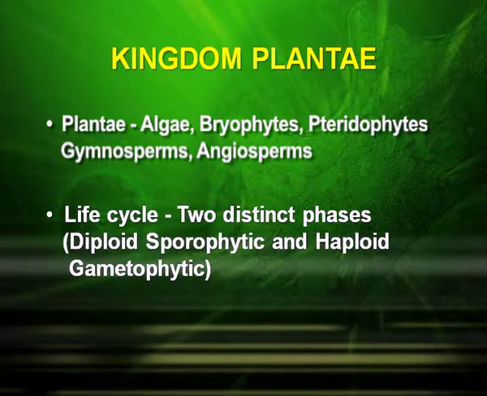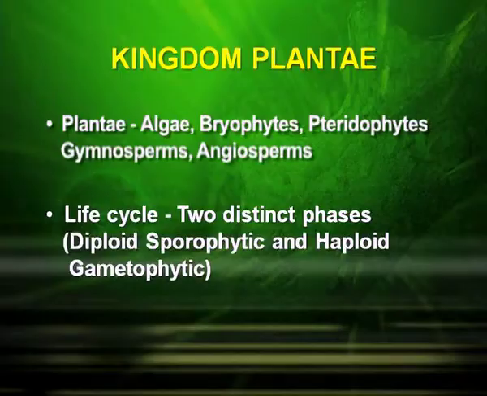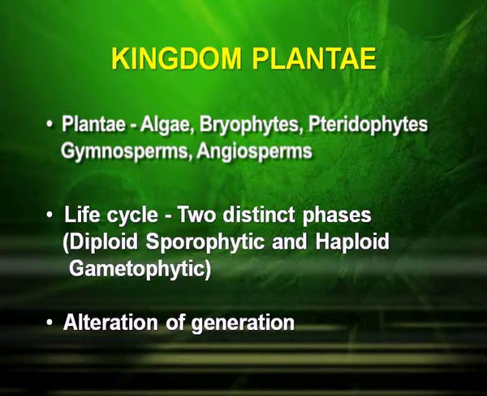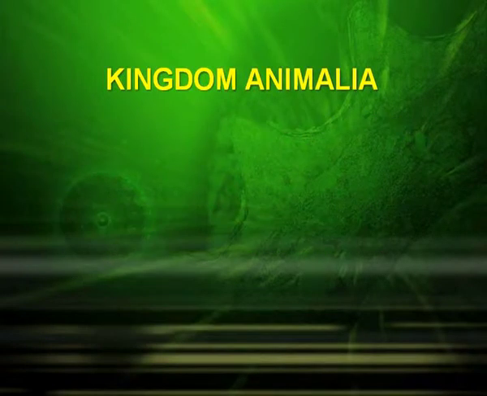Life cycle has two distinct phases, diploid sporophytic and haploid gametophytic. The diploid sporophytic and haploid gametophytic alternates with each other, and so this pattern of life cycle is known as alternation of generation.